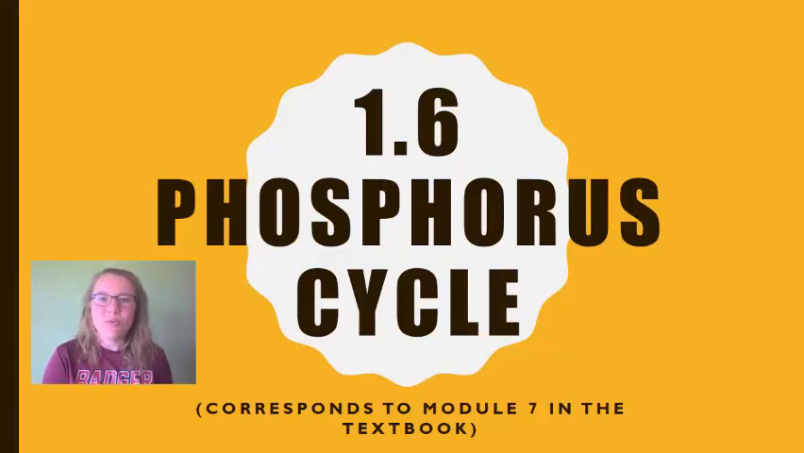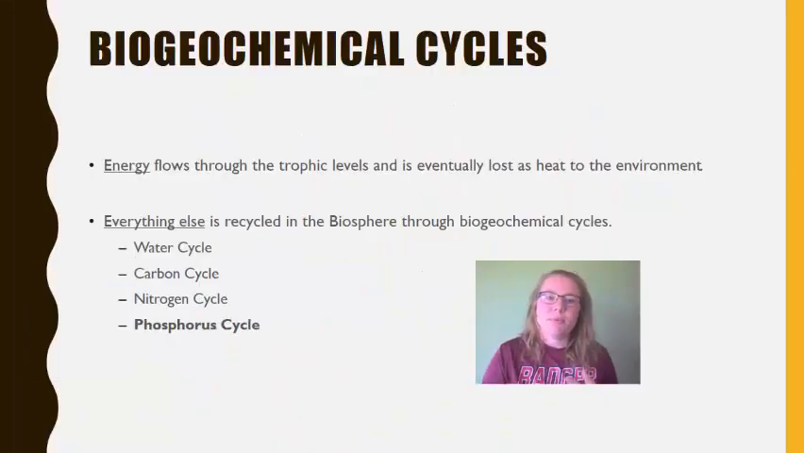In this video, we are going to talk a little bit about the phosphorus cycle, and this video corresponds to Module 7 in your textbook. Remember that when we are thinking of biogeochemical cycles, we are thinking of the things that cycle constantly throughout the biosphere. What we're talking about is not anything such as energy, where energy flows into and out of the biosphere. That's not a cycle, that's just a directional movement. In this video, we are focusing in on the phosphorus cycle.